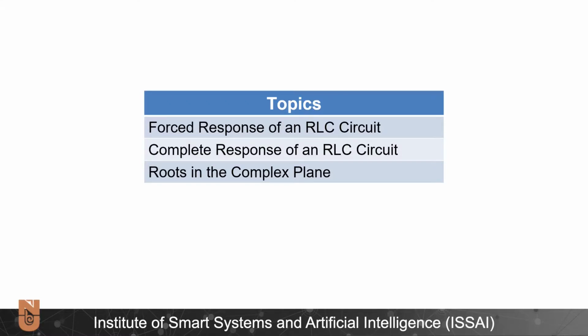Specifically, we will find the forced response of a parallel RLC branch for a current input. Then, by adding the natural response and forced response, we will find the complete response of the circuit. And at the end, we will briefly look at the different root configurations in the complex plane and what type of circuit responses these cause.